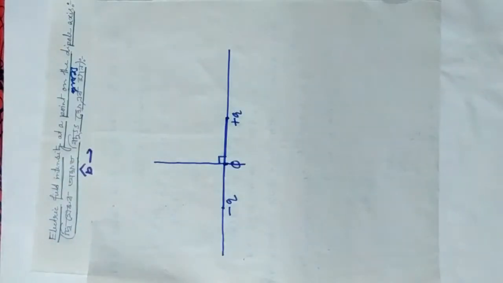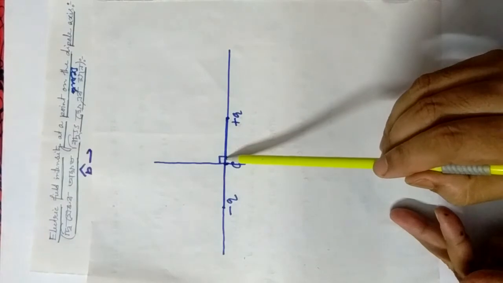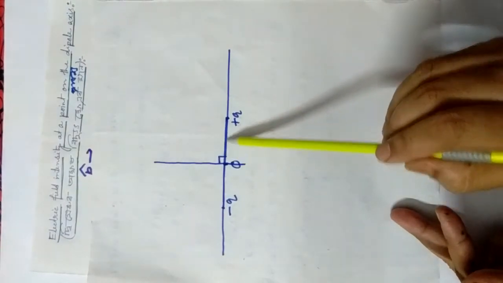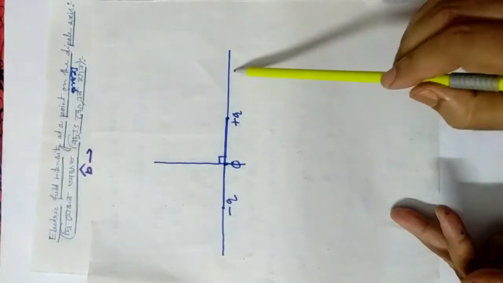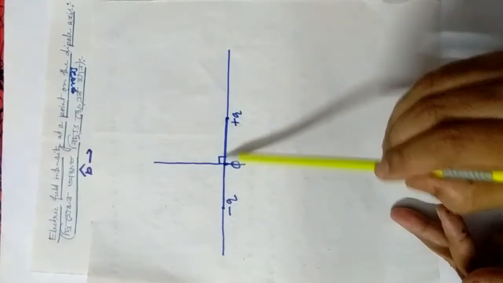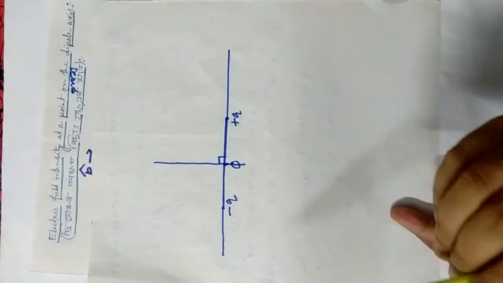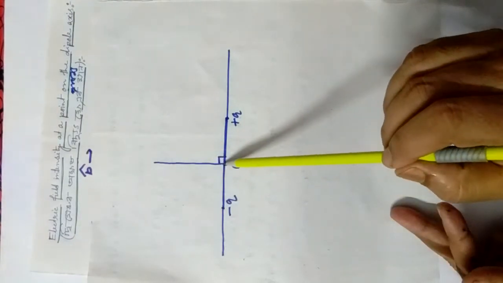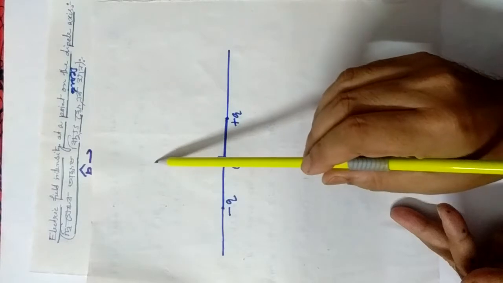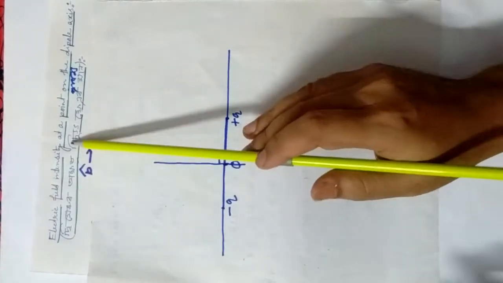In this topic we are going to find out the net electric field intensity at any point on the axis of the dipole, maybe here, or between the two charges, that means here or here or here. And in the next video we will discuss any point on the equatorial plane or equatorial line. Okay, let us discuss the topic.